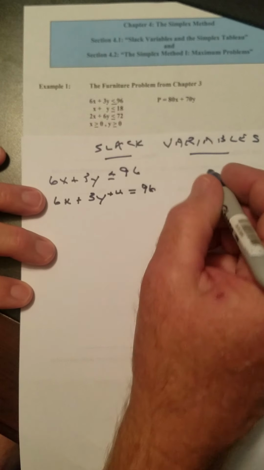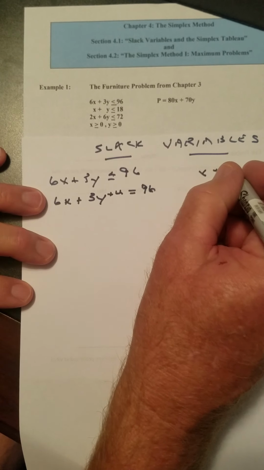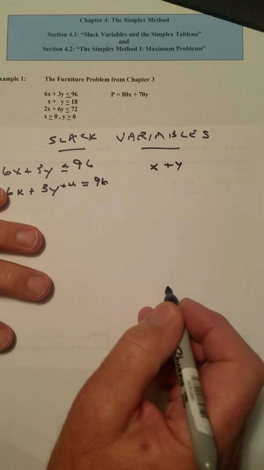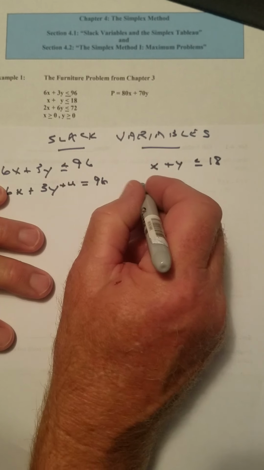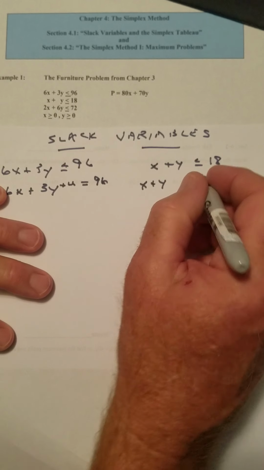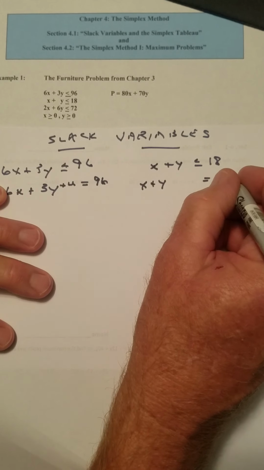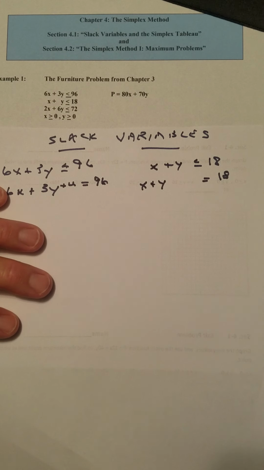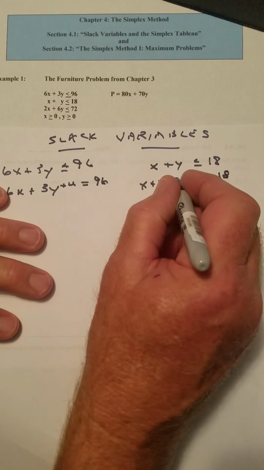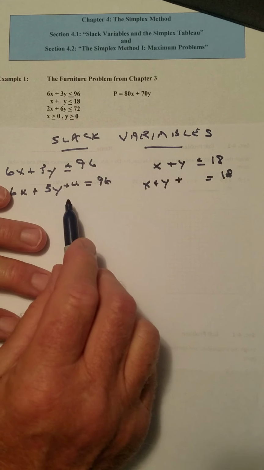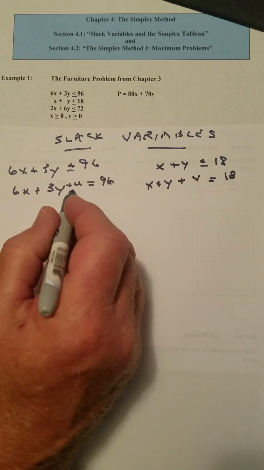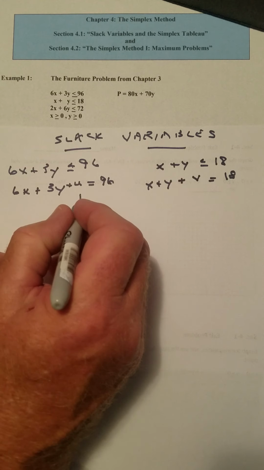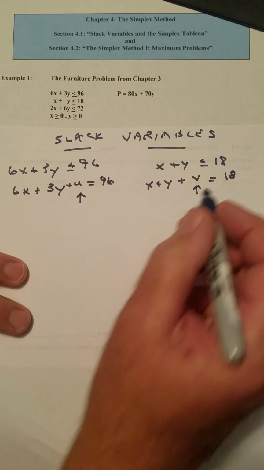Okay, let's go to the second equation. The second equation says x plus y less than or equal to 18. So I got x plus y, and let's say I want to make that equal to 18. So I have to add a little bit more to get it up there. We've got to pick up the slack. How much are we going to add? Well, it may not be the same as what we add over here. It might be a different variable, so I'm going to create a new one. I'll call it v. So I got u over here, I got v. Okay, slack variable, slack variable.